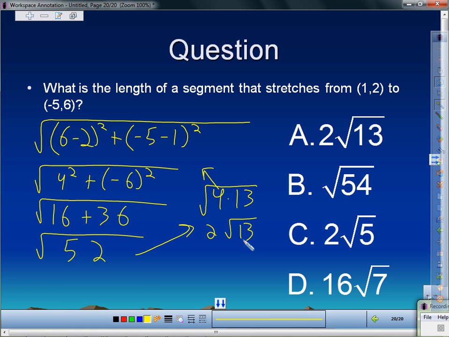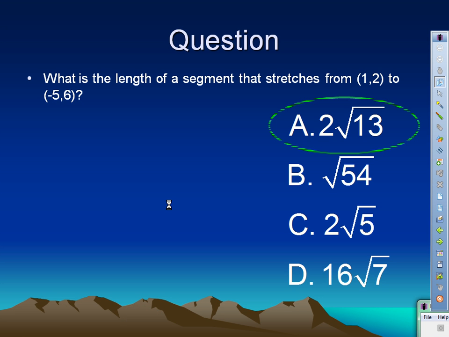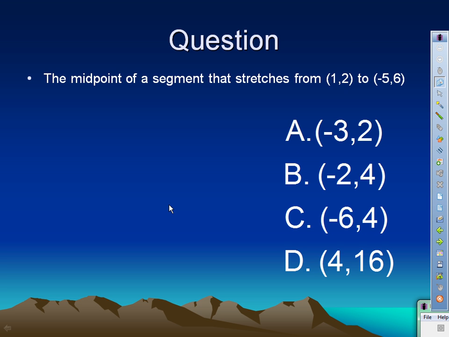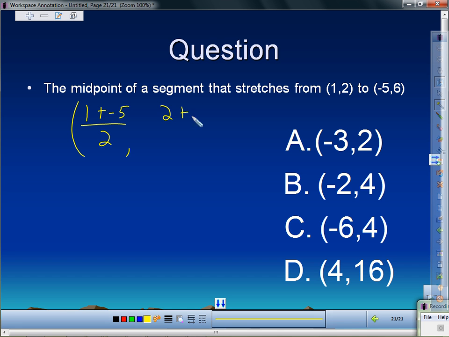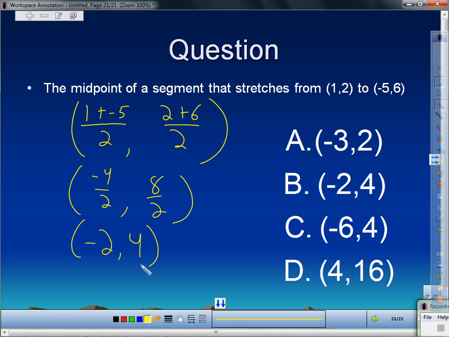And then the last question. Midpoint formula. We are just adding our x's. So 1 plus negative 5 over 2. Adding our y's. 2 plus 6 over 2. I have to work that out. So this is negative 4 over 2 and 8 over 2, which becomes negative 2 and 4.